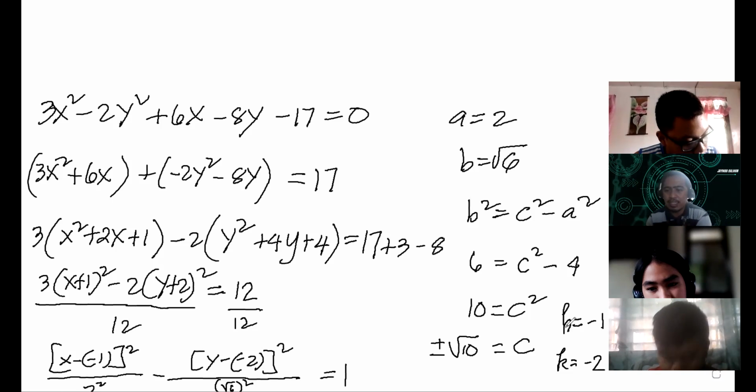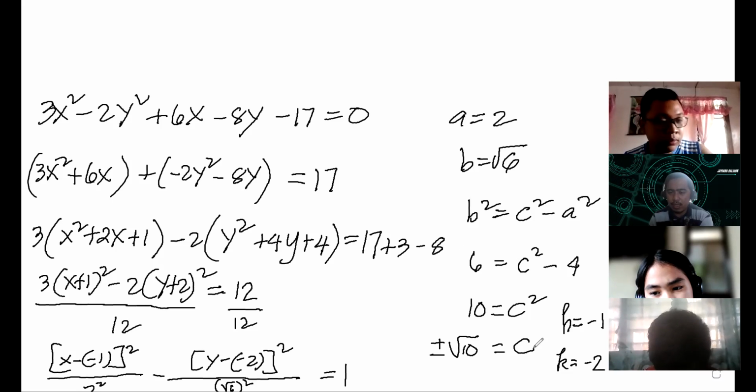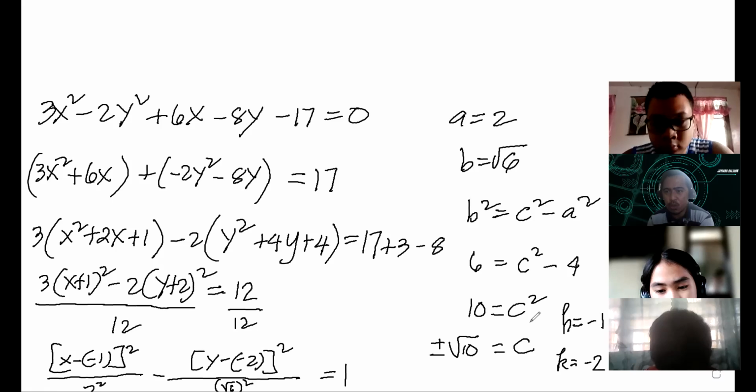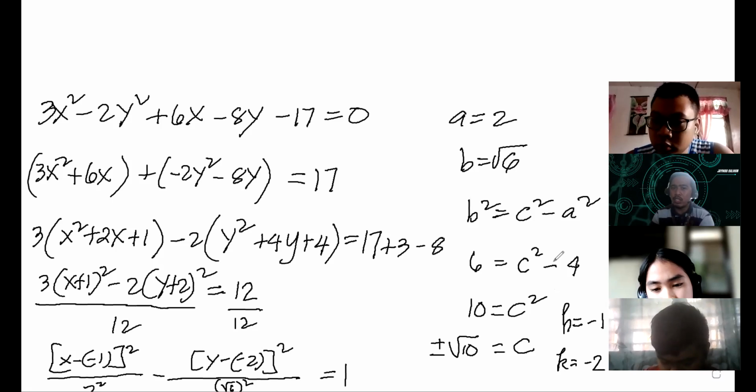Your task, class, is this. You are going to complete the graph of it, okay? Then after you complete it, you post your answer in your Google Classroom. I will be creating a classwork later. Post your answer in your Google Classroom. Clear?